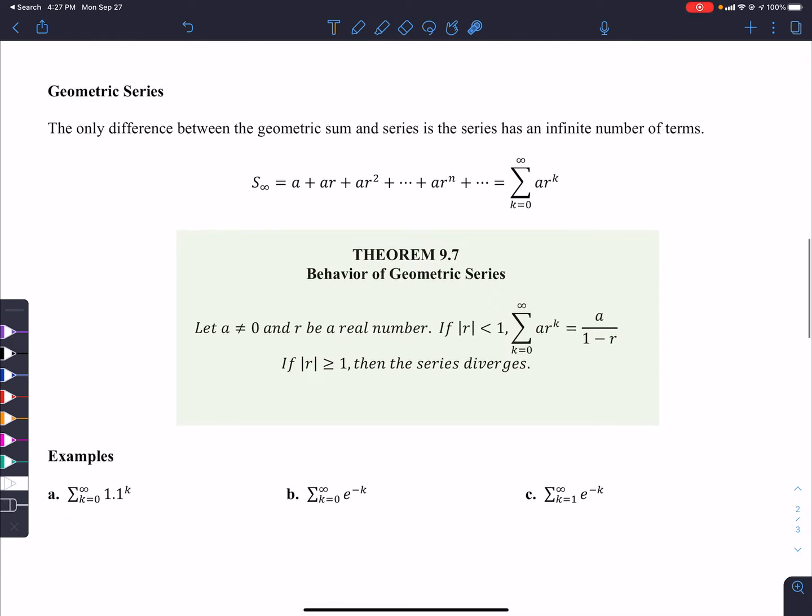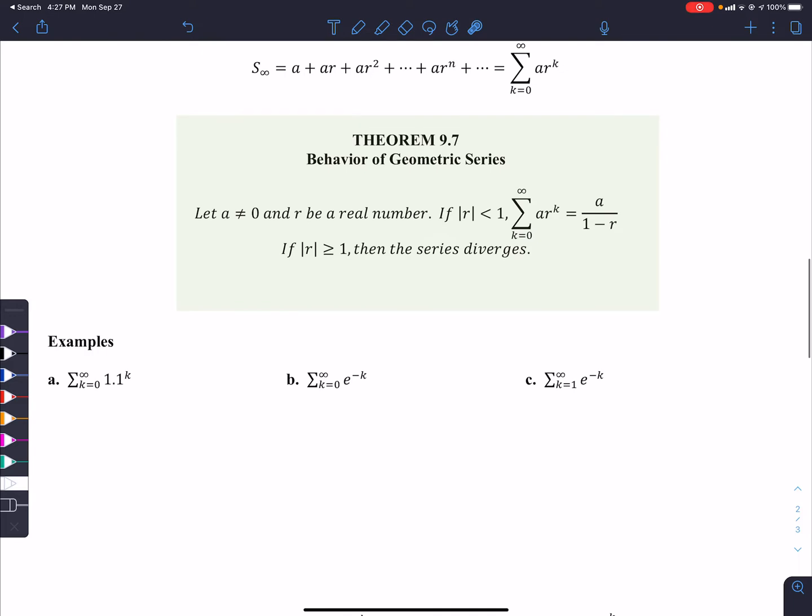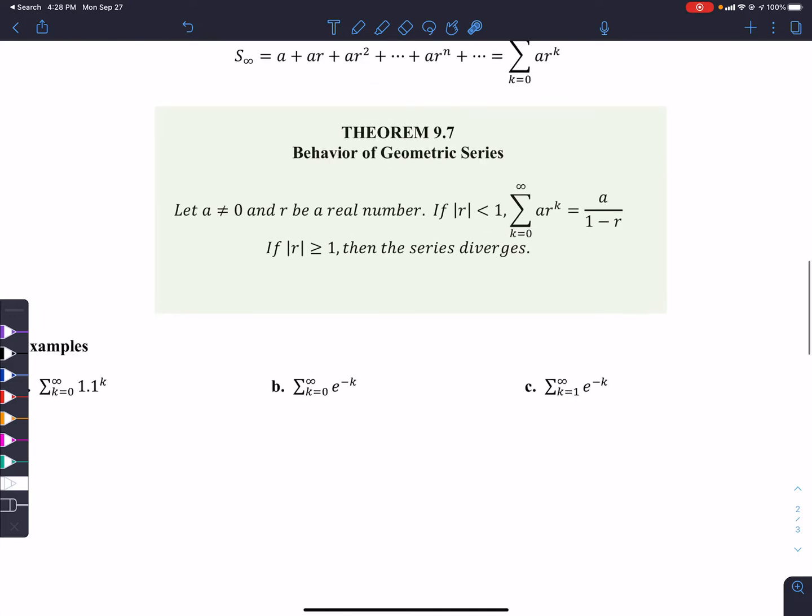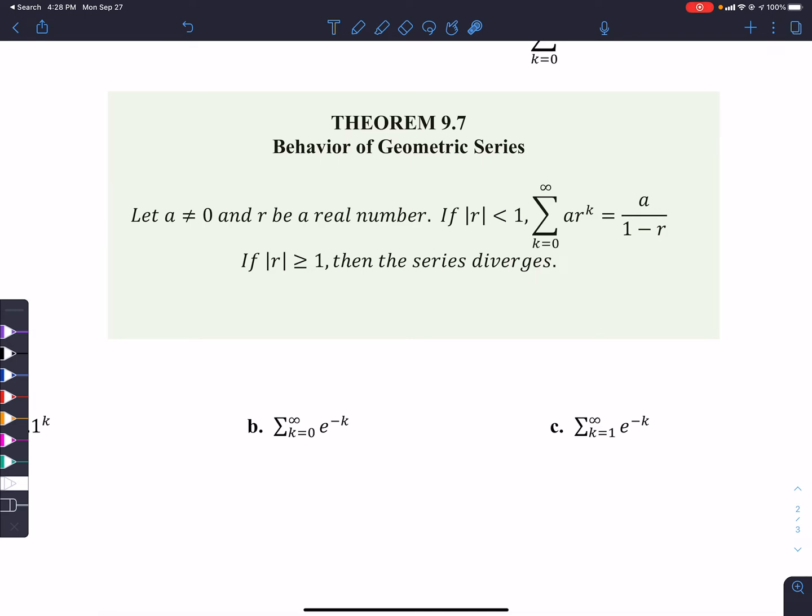Now, a geometric series. The only difference between the previous problem and this one is the number of terms. This is an infinite geometric series. Notice the infinity there. And the ... it goes forever. And so the sum of all of the terms forever is represented in this by summation notation. So here is the theorem. Here is probably the most important point of this lesson, the sum of a geometric series. So it's given right here.